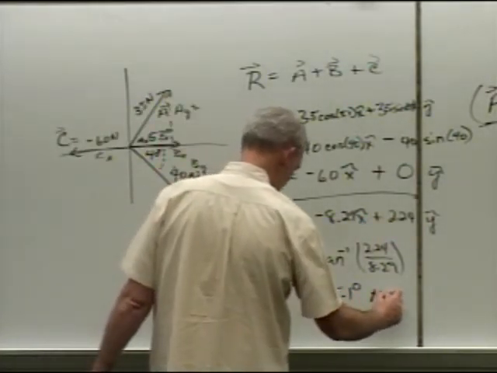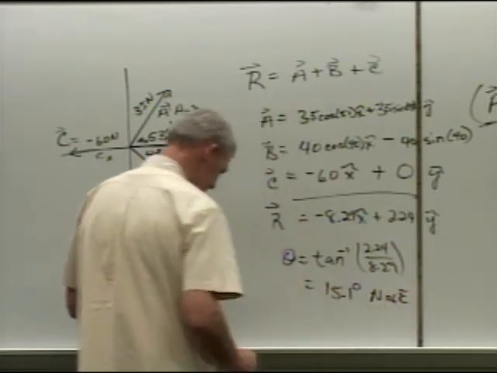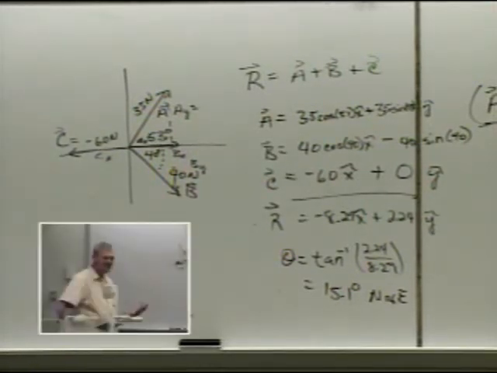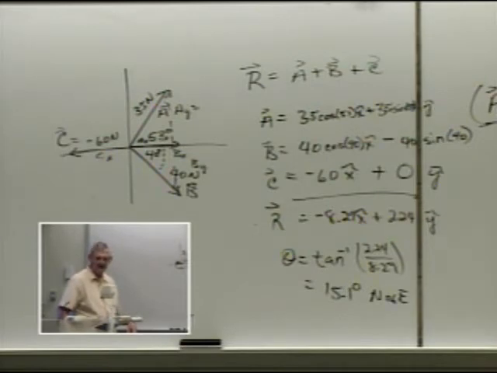North of east. All right. That's a nice little vector problem. They're all like that. They're all very cookbook. There's no other way to do it. It's just a cookbook, and I'm not going to play cute with you.